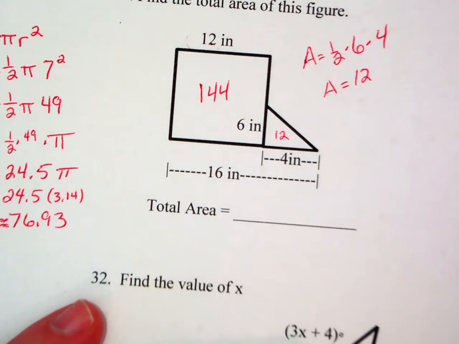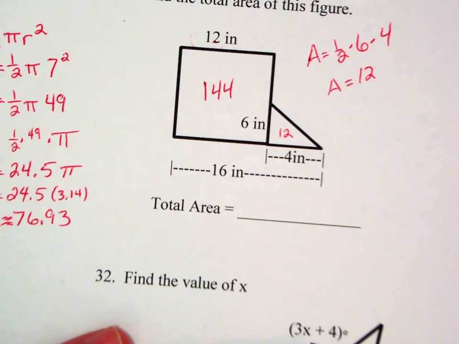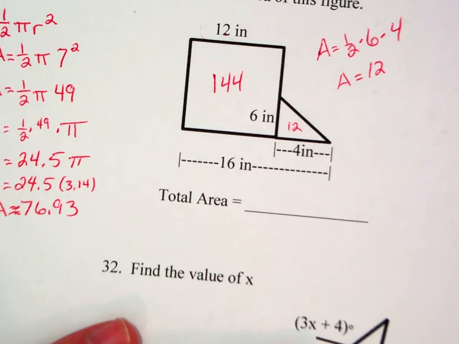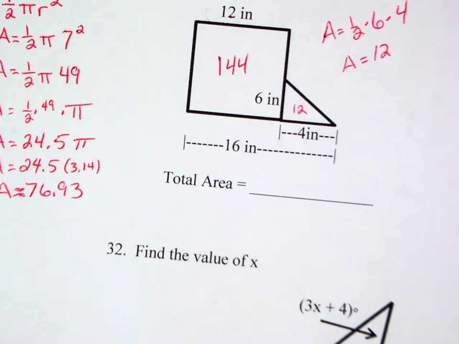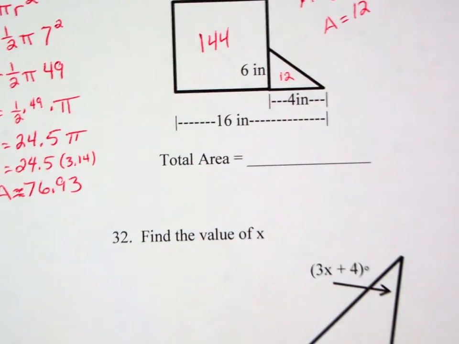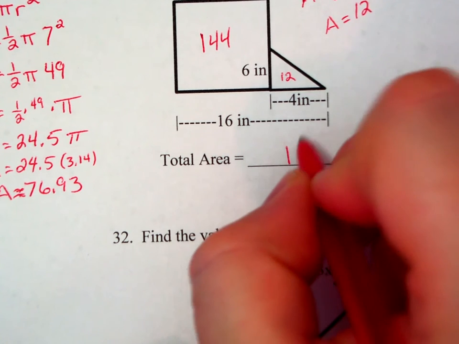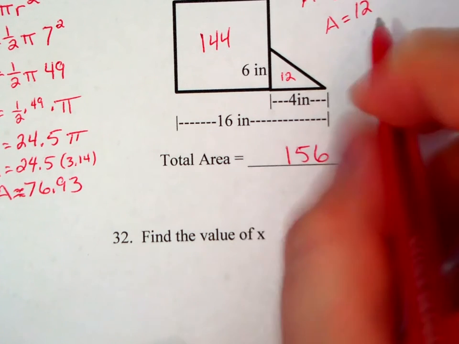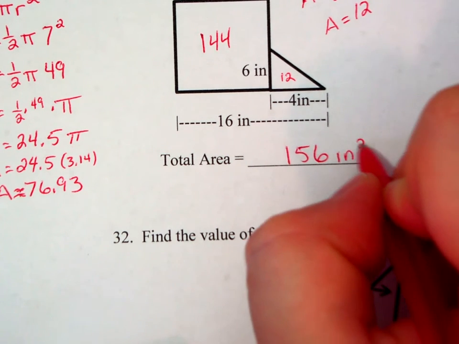So my total area, 144 plus 12, is 156 inches squared.